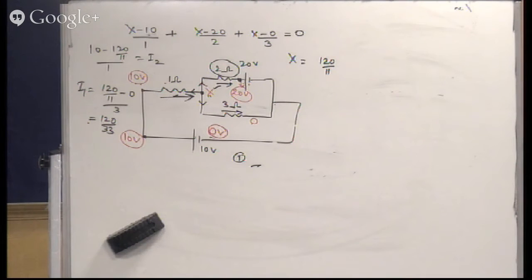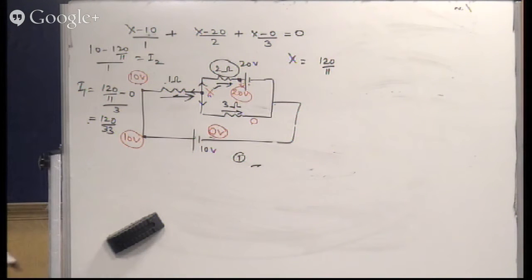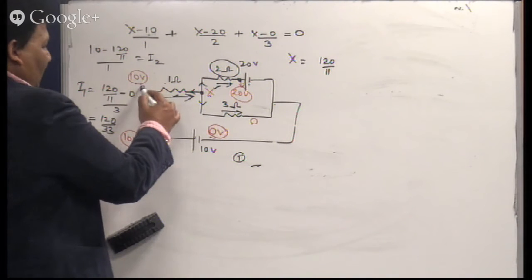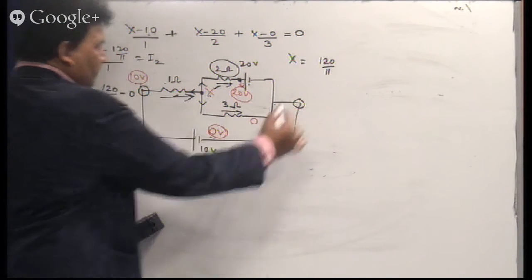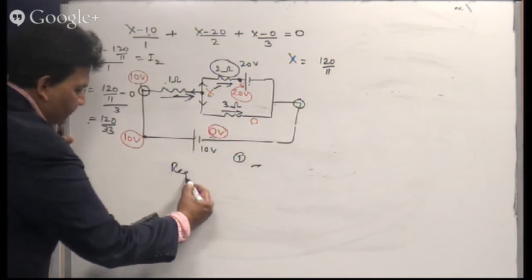ठीक है, डन. अच्छा, suppose, right, okay. Now suppose they want to ask you, find equivalent resistance between these two points. क्या निकालना है? What is R equal to? V by I.